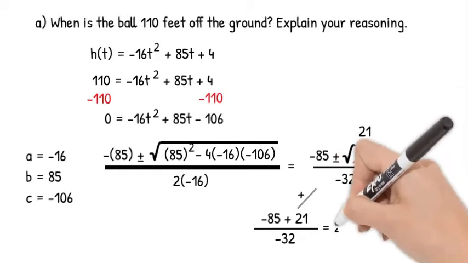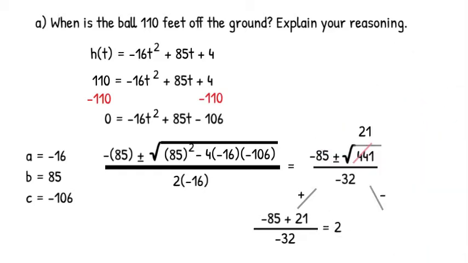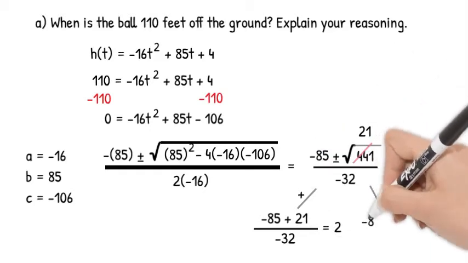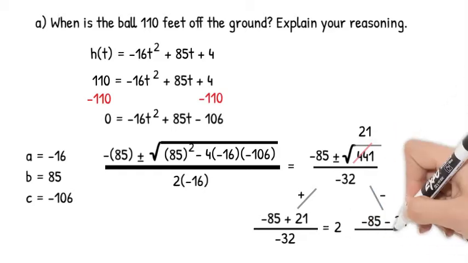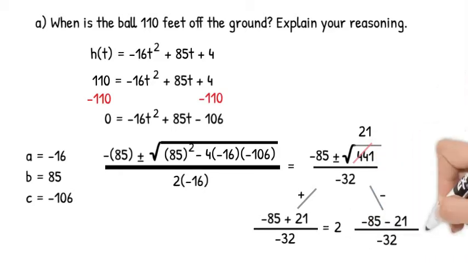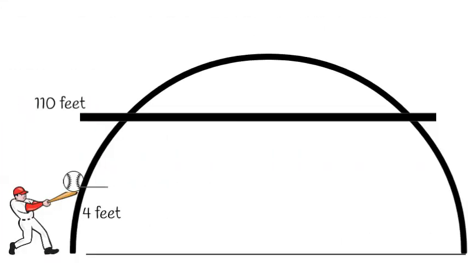So it gave me two equations. If I do the addition one, negative 85 plus 21 over negative 32 is 2. And negative 85 minus 21 over negative 32 is 3.3. So at 2 seconds and 3.3 seconds, the ball is at 110 feet off the ground.